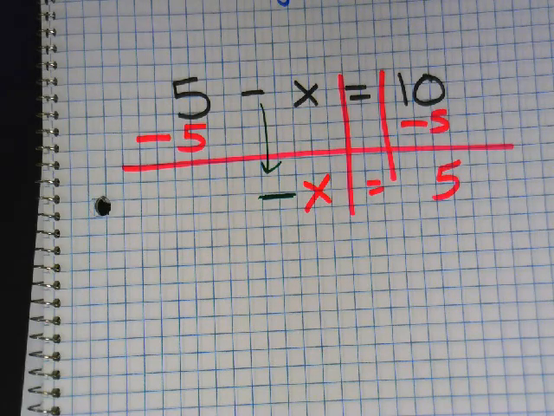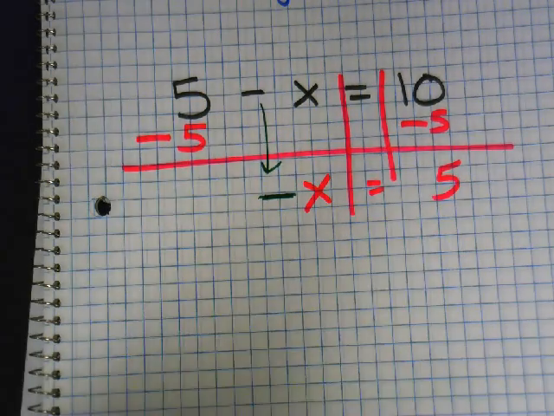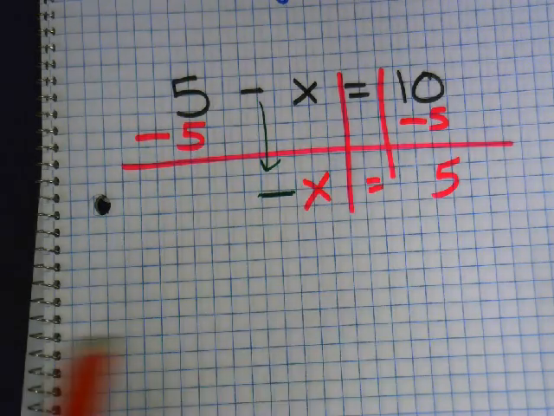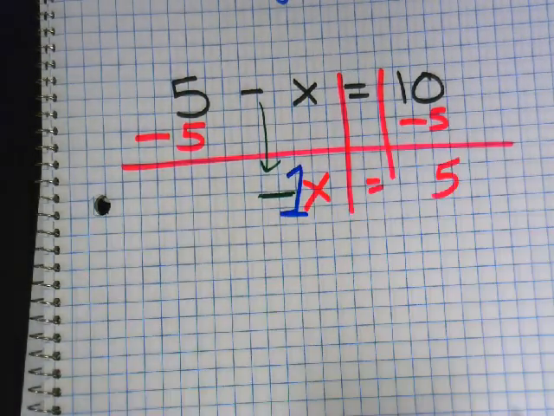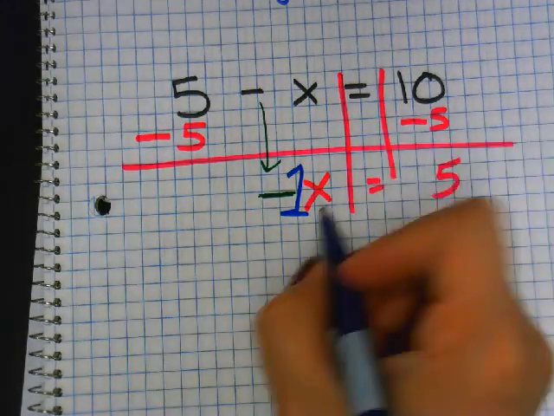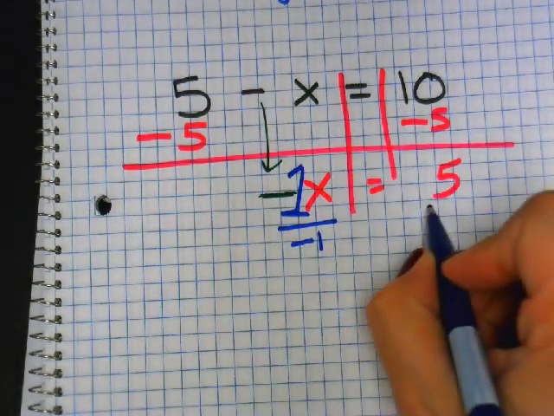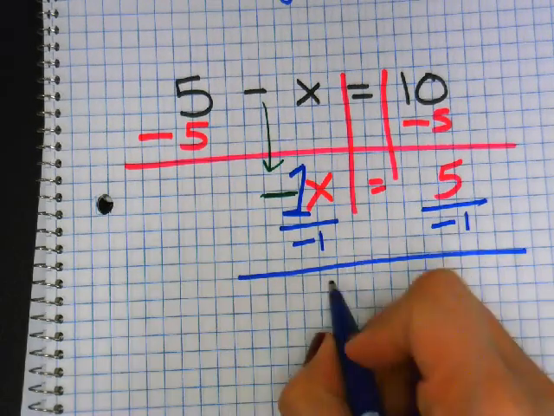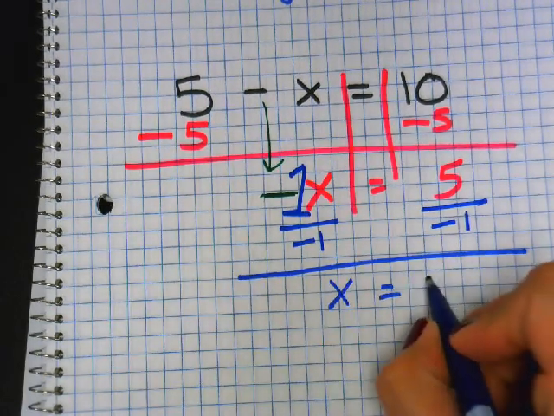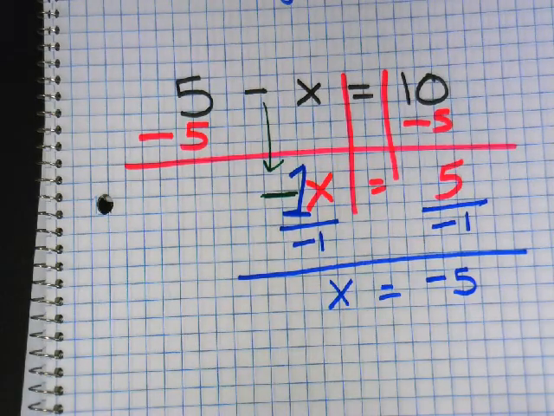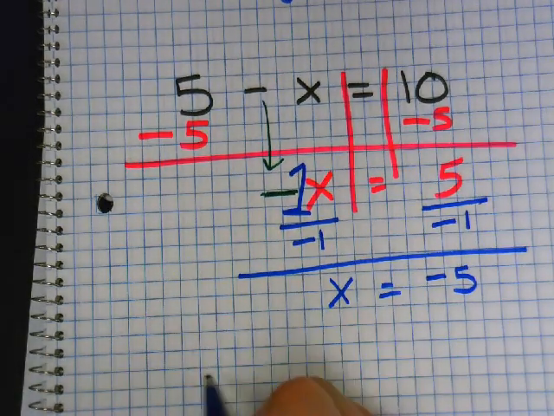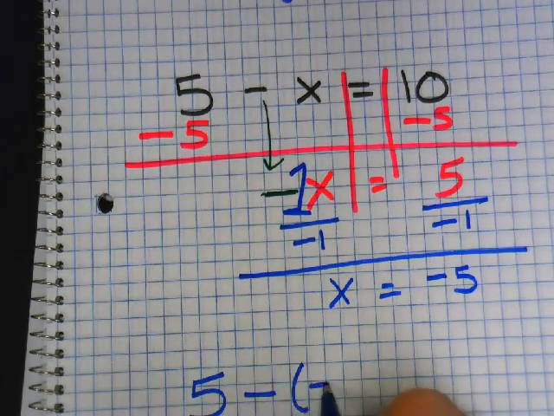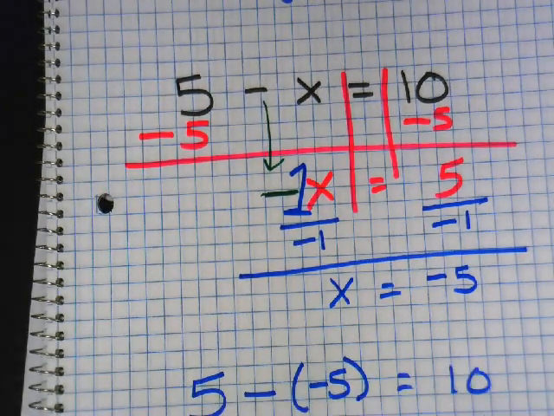Okay, so how do I get rid of it? What's the invisible number that's right there, but you don't see it? A 1. So technically, there is a negative 1 right here. It's invisible, but it's there. So you're going to divide by negative 1, divide by negative 1. So x is equal to negative 5. And when you plug it in, 5 minus a negative 5 will indeed give you 10.